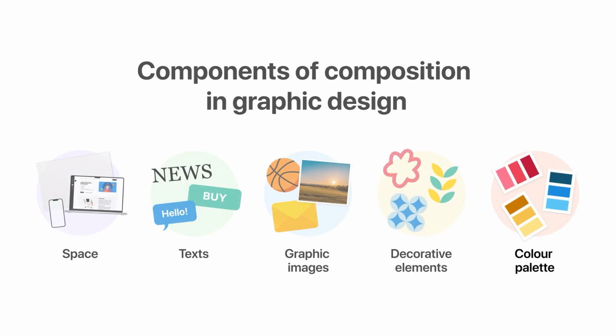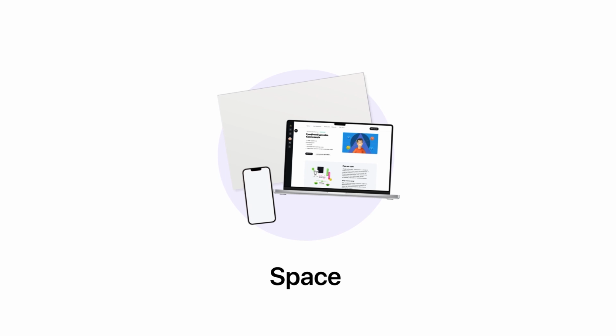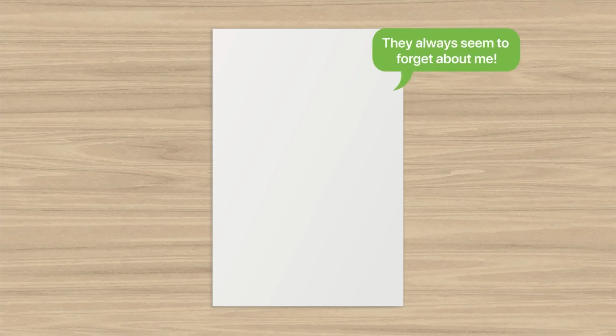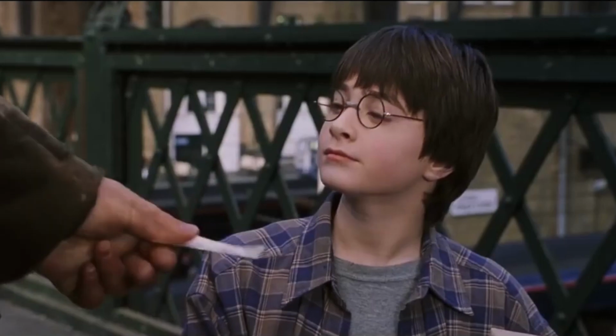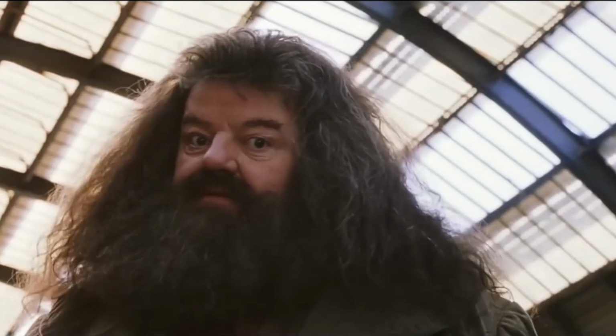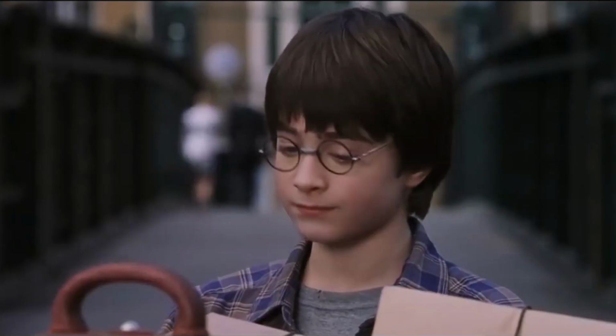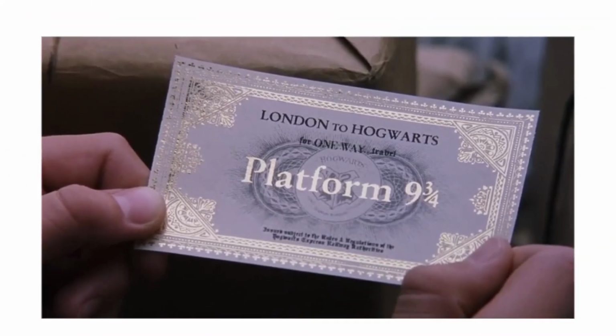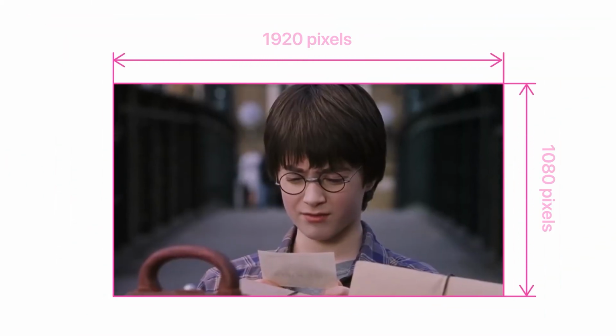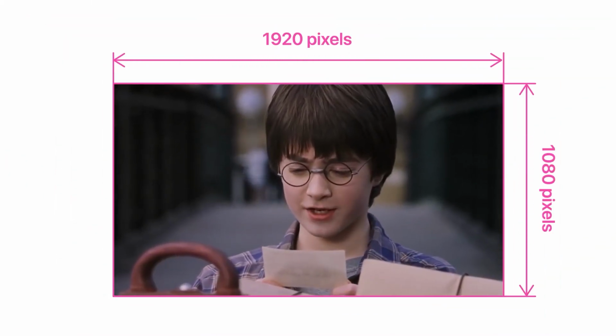Let's examine each of these components more closely, starting with the composition space. When people say "start with a clean sheet," they often refer to a fresh start with no previous constraints. However, the sheet of paper itself can be considered a constraint. Every composition exists within certain boundaries. For instance, a movie, which can be seen as a film composition, exists within a time limit and a specific frame size, such as 1920 by 1080 pixels.